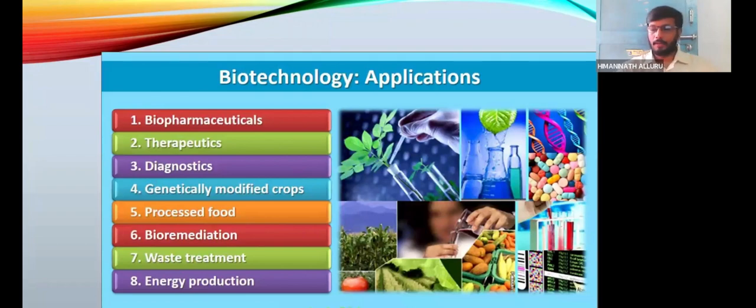Next one is the 11-mark chapter. There are two together, 11 marks: biotechnology principles and processes, and applications together. Mostly around 8 to 9 marks we can expect from biotechnology principles and processes, and a maximum of 2 or 3 marks, or even up to 4 marks, from biotechnology and its applications.